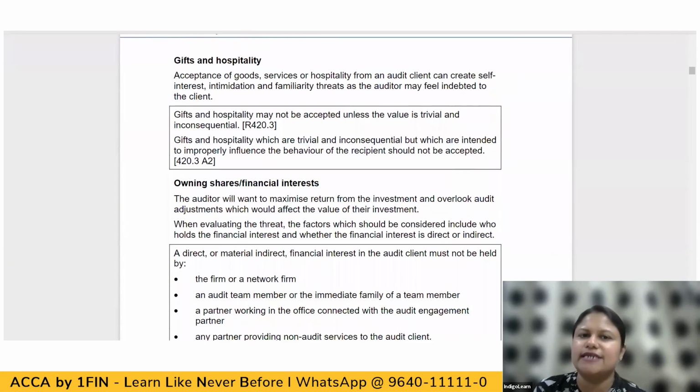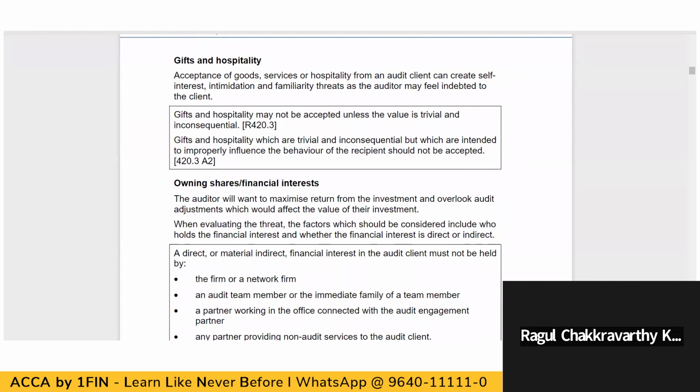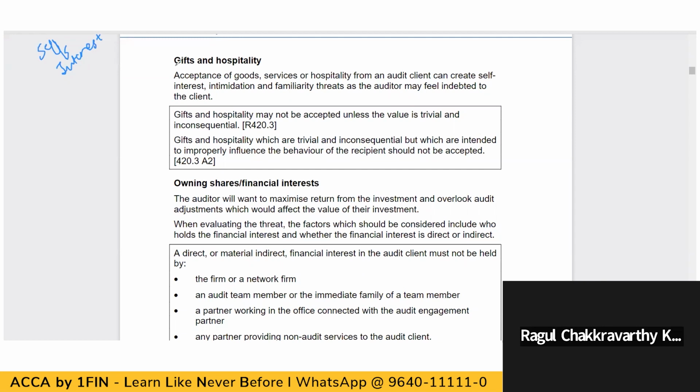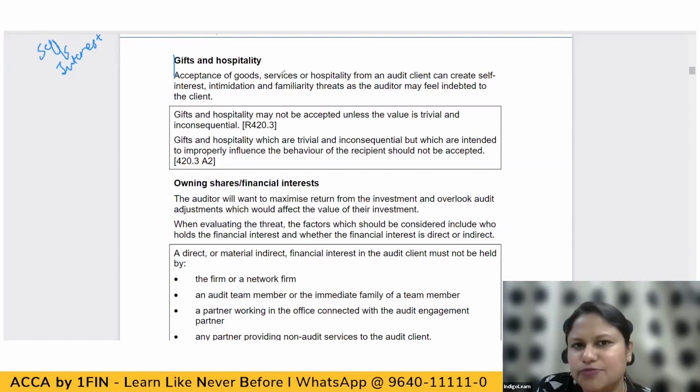Now, gifts and hospitality. What is hospitality? Hospitality means being warm and welcoming. So we are still under self-interest only. We are covering all the possible scope for self-interest threat. First, we just studied fee dependency. That is also self-interest. The second scope of self-interest will be gifts and hospitality. Now, the client is trying to gift you something.